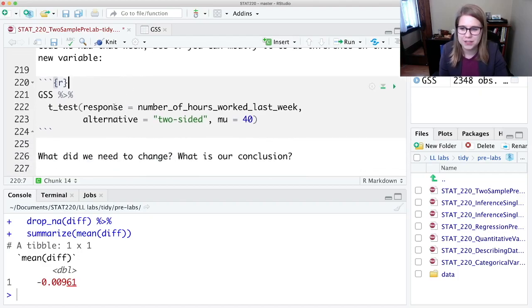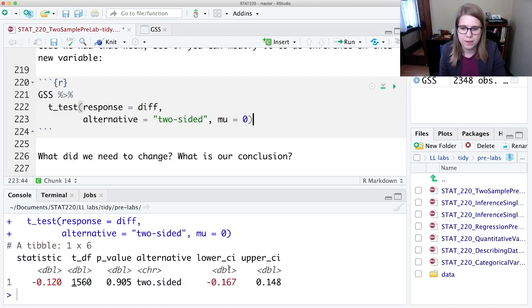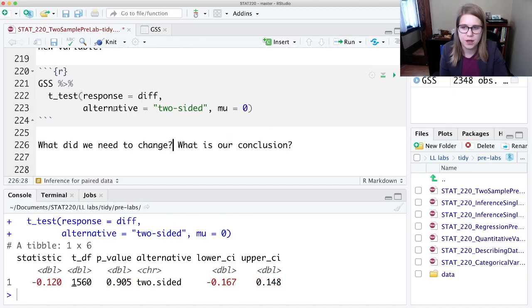All right, so let's see. We need to change the response. Instead of number of hours worked last week, it's going to be my new variable diff. I think my alternative is two-sided. I want to know if that difference is equal to or not equal to 0. And then I need to put in mu equals 0 as my null mean. So if I hit play, okay, I get a p-value, I get a confidence interval, so I could either do a hypothesis test or a confidence interval here. So we needed to change the response variable. I think I left the alternative the same way, and the mu I needed to change.